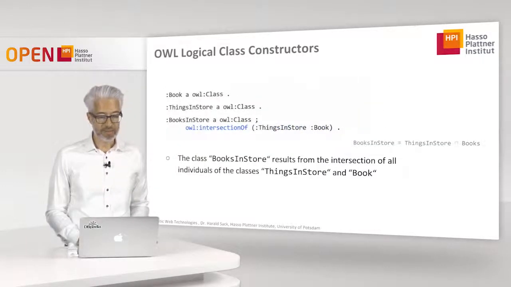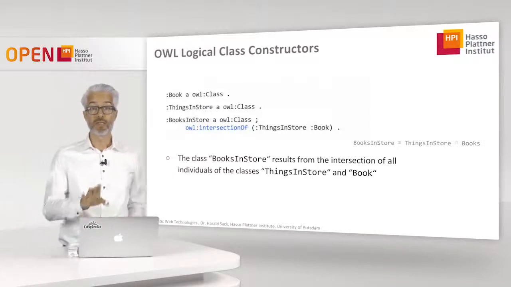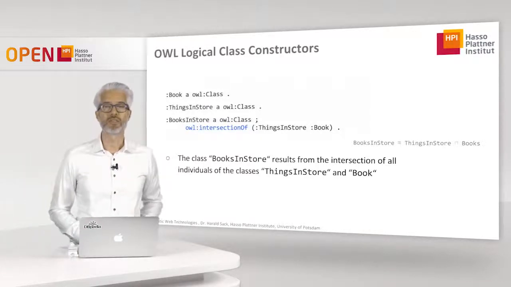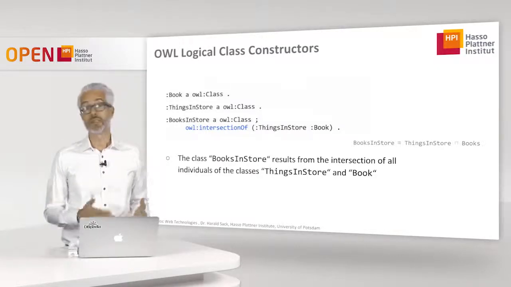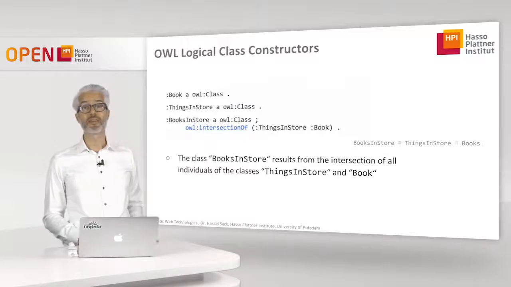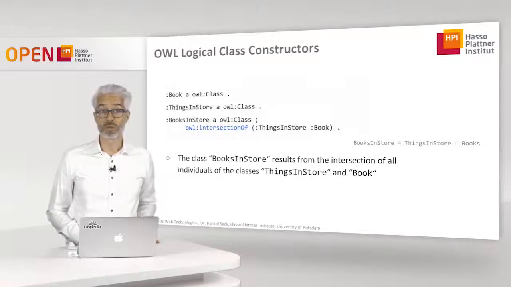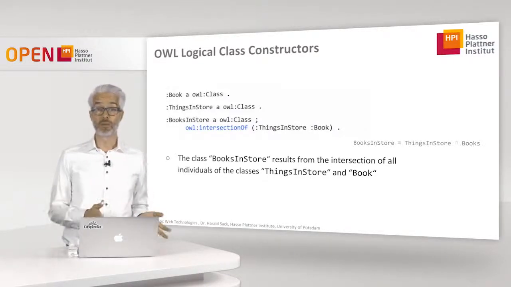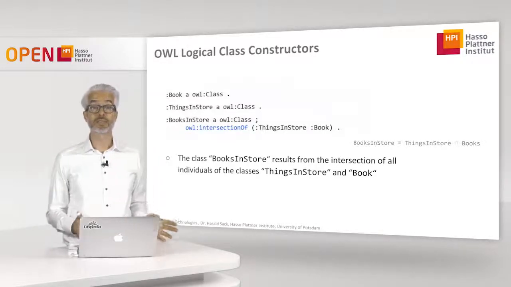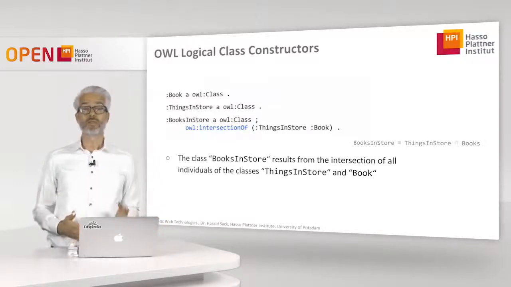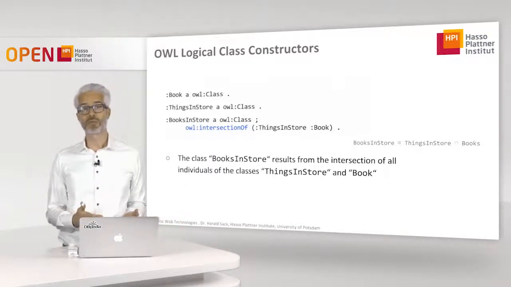So let's start first with the conjunction. Let's first have a look at the description logic definition. Here we see that BooksInStore are the conjunction or the intersection, you can say, among ThingsInStore and Books. So these are then the books in store. How do I define this in OWL? Pretty easy. First I define a class Book, and then I define a class ThingsInStore. And then if I want to define BooksInStore as a class, I can say this is the intersection of ThingsInStore and Book.